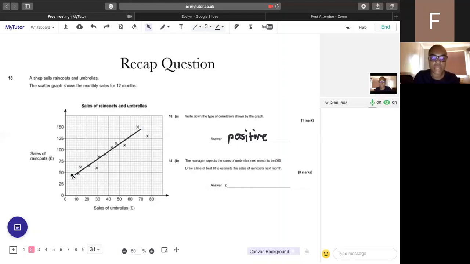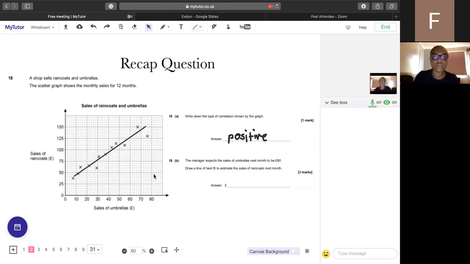So I'm thinking this would be all right. This sort of line going through your graph would be enough to get you the marks for your line of best fit. Then the next thing we want to do is estimate the sales of raincoats next month.